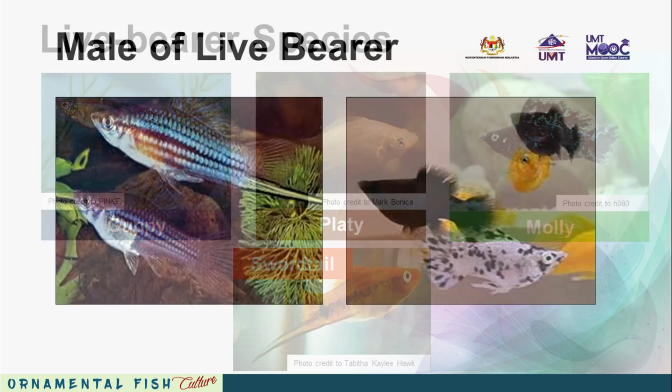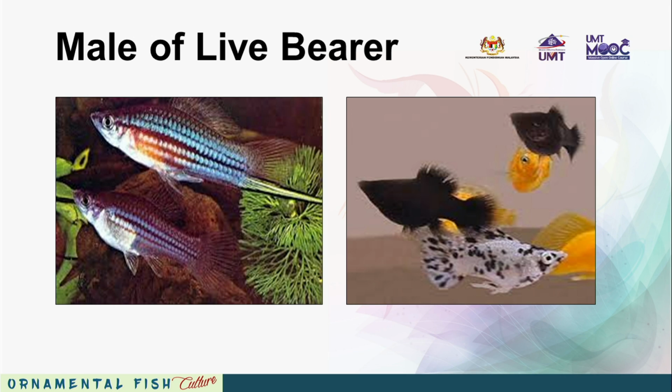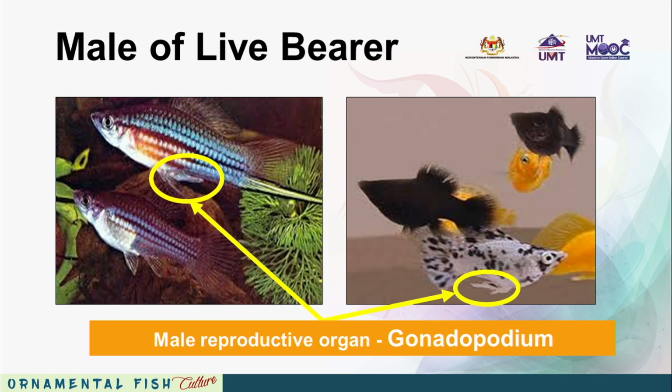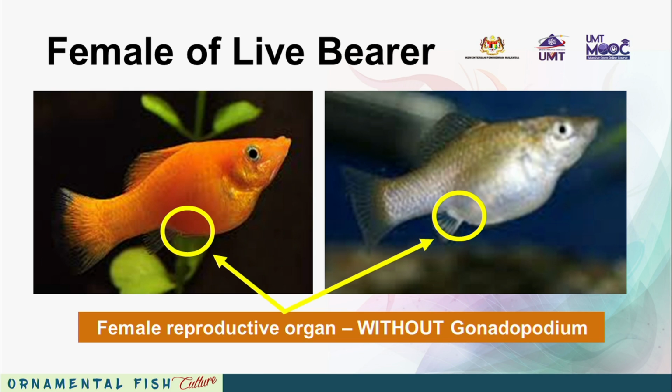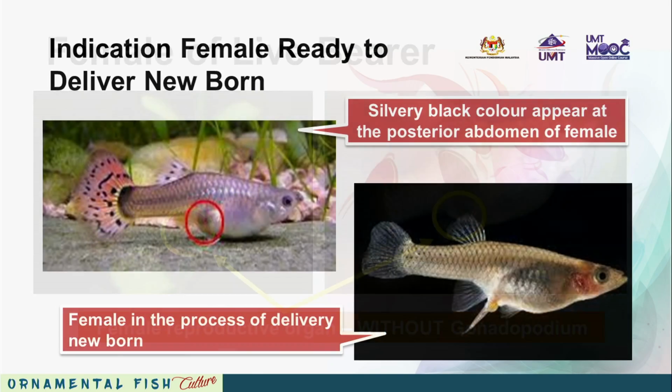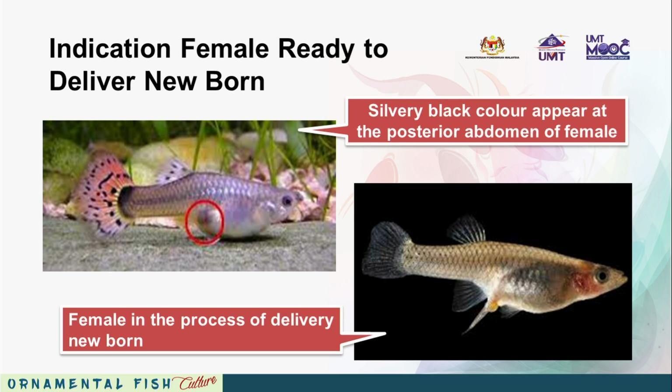To differentiate the male and female of the livebearer fish is very simple, where the male fish have an extended reproductive organ known as the gonopodium that is located behind the pelvic fins, which the female does not have. This figure indicates the female ready to deliver the newborn, with the silvery black color appearing at the posterior abdomen of the female. And another figure here indicates the female in the process of delivery.